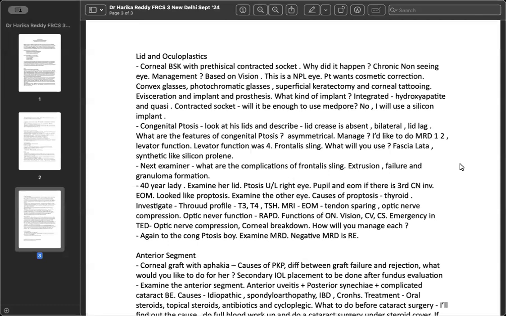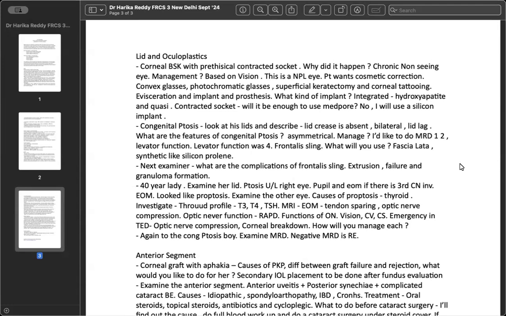And I told him BSK could have happened because it was a chronic non-seeing eye. I asked him what is the vision. Then he told me it's a non-PL. Then I told him that because of chronic non-seeing, BSK developed. Then he asked me, what would you do? Patient wants a cosmetic correction.